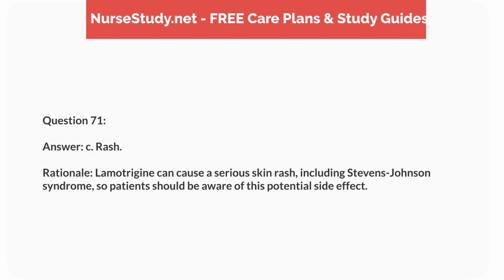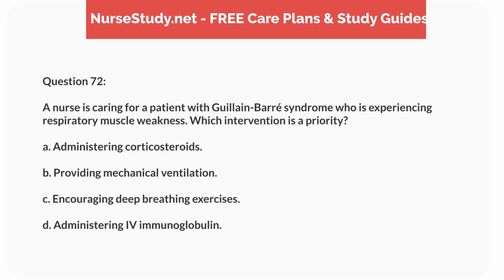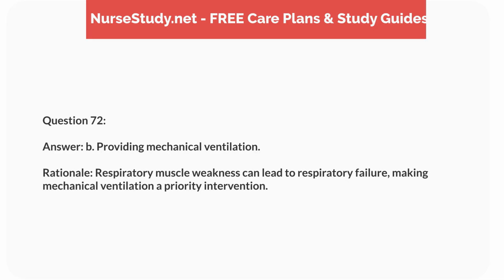Question 72. A nurse is caring for a patient with Guillain-Barré syndrome who is experiencing respiratory muscle weakness. Which intervention is a priority? A. Administering corticosteroids. B. Providing mechanical ventilation. C. Encouraging deep breathing exercises. D. Administering IV immunoglobulin. Answer: B. Providing mechanical ventilation. Rationale: respiratory muscle weakness can lead to respiratory failure, making mechanical ventilation a priority intervention.